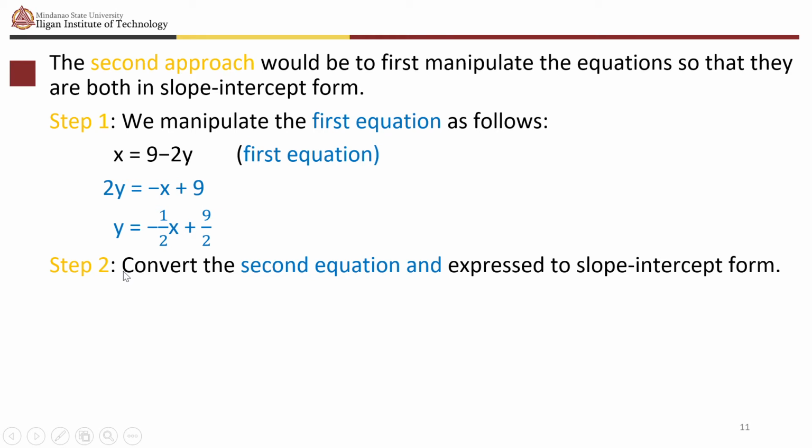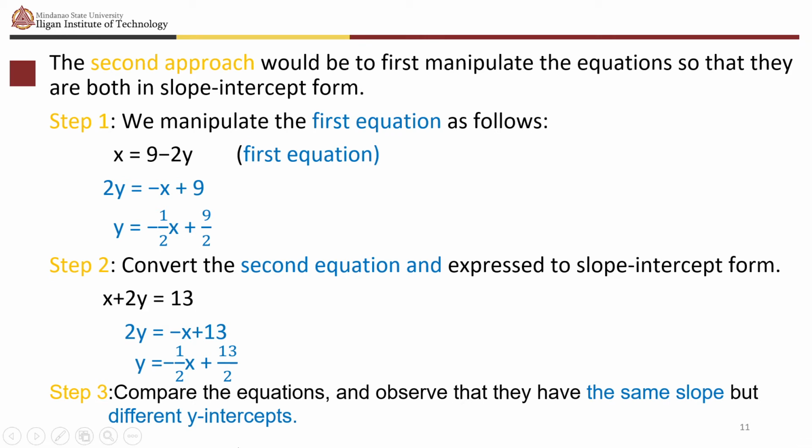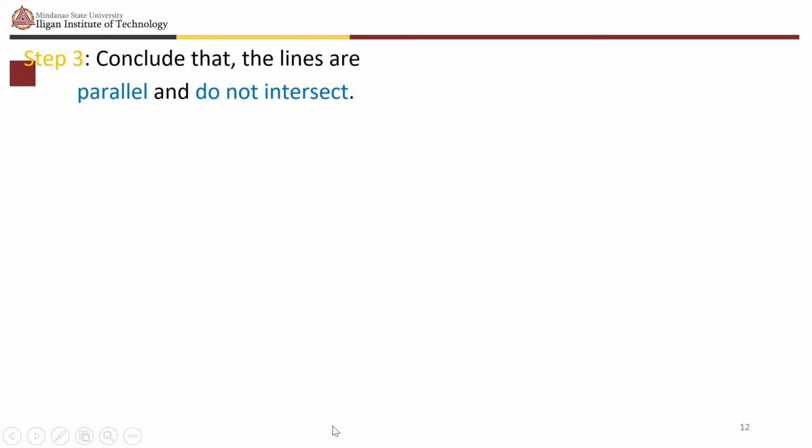To convert the second equation into slope-intercept form, we have the following. The second equation is x plus 2y equals 13. That can be rewritten as 2y equals negative x plus 13. That is, dividing both sides by 2, y equals negative 1/2 x plus 13 over 2. Notice that they have the same slope but different y-intercepts. So what we have is that the lines are parallel and do not intersect.